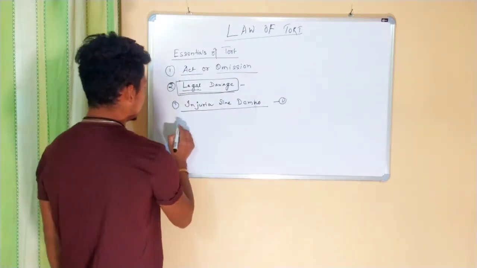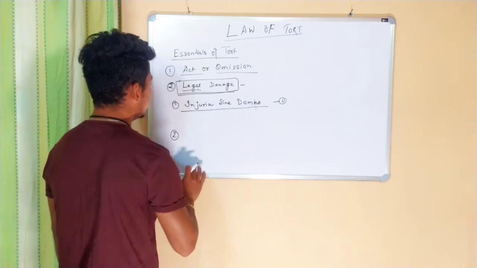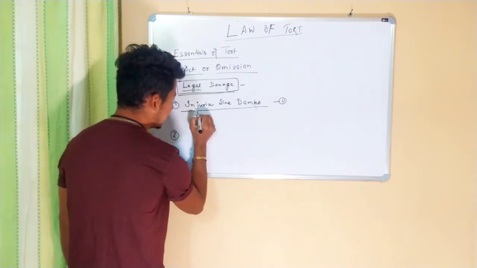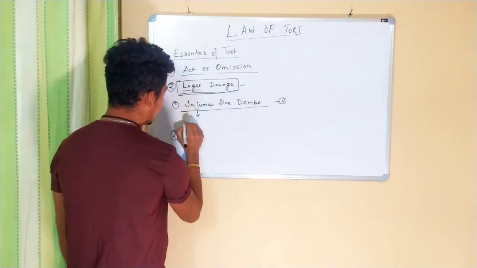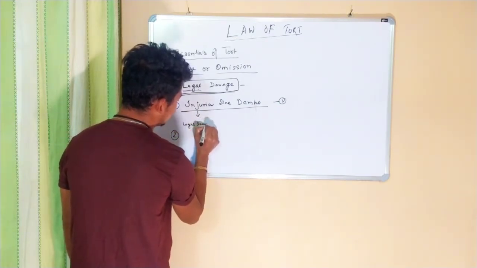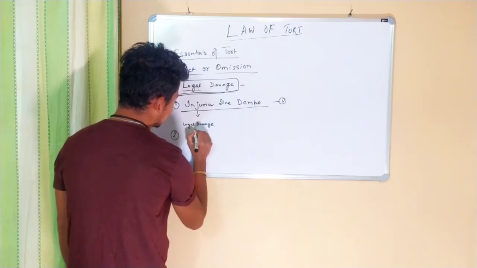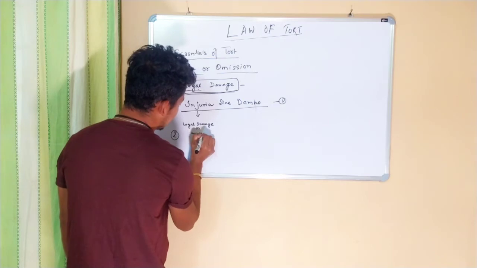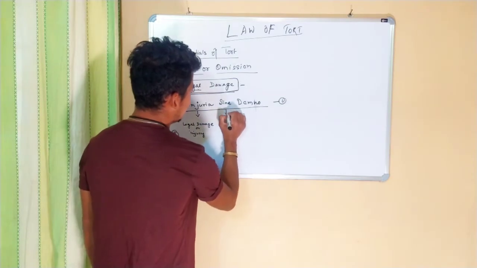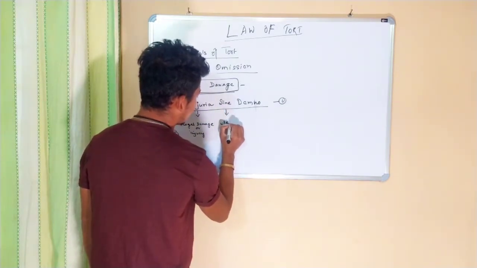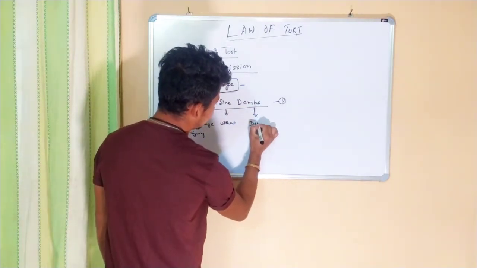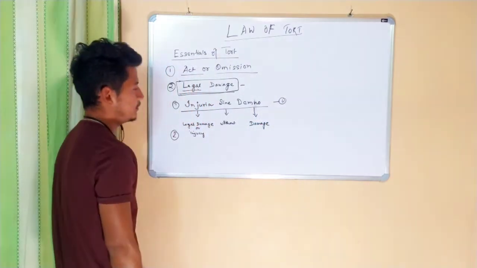There are two maxims. I'll write them down later. But the first maxim is injuria sine damno. Injuria means an injury, always remember, a legal injury, legal damage or injury. So injuria always means legal injury or legal damage. And sine means without. And damno means damage.